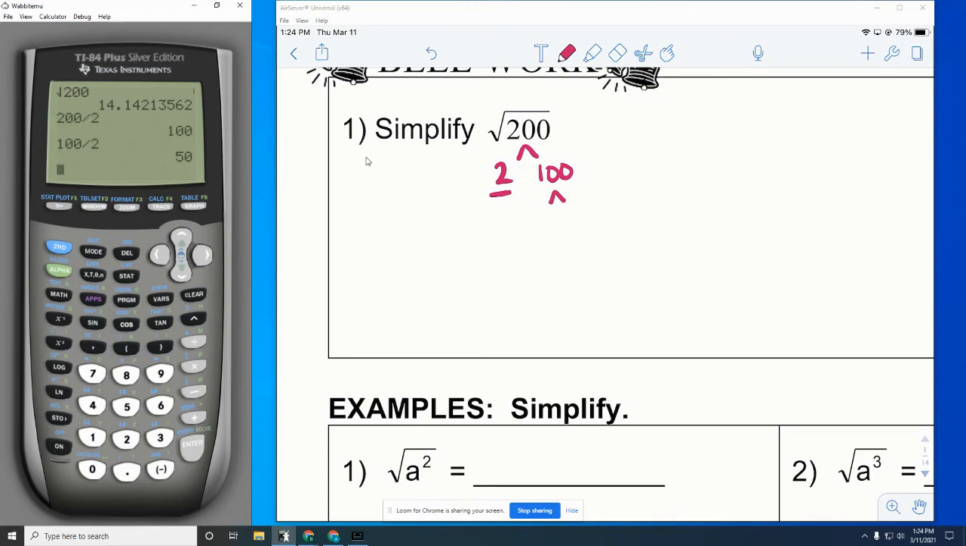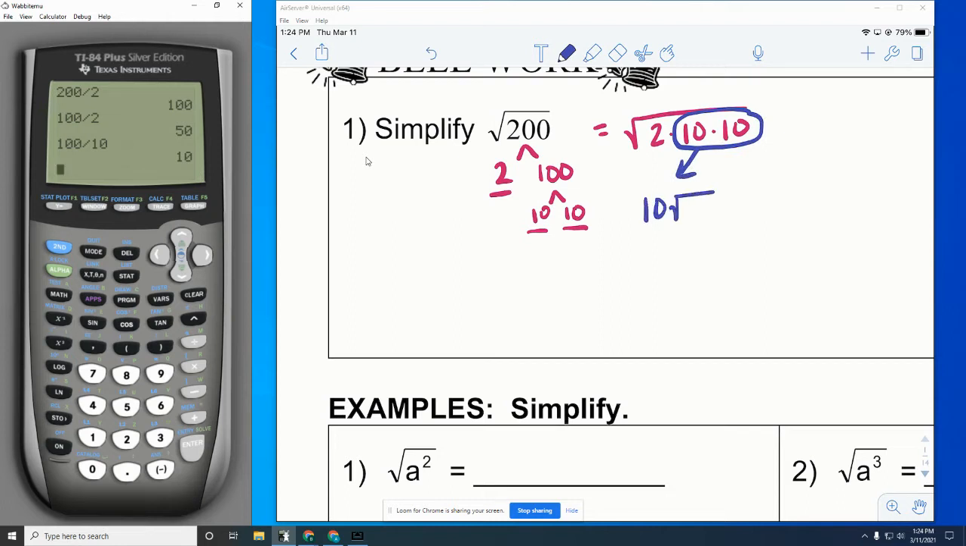So if we try 100, we could do 2 and 50. Maybe you're thinking a little bit bigger and you remember that 100 is 10 times 10. So you could stop there because we are looking for pairs. If you wanted to, you could go all the way down to 2 and 5 and 2 and 5, and then you would just take out 2's and 5's. So the square root of 200 is the same thing as 2 times 10 times 10. Remember, in order to get out of the square root, you are looking for a pair. So the 10's go outside and we write it one time, and the 2 will stay inside.